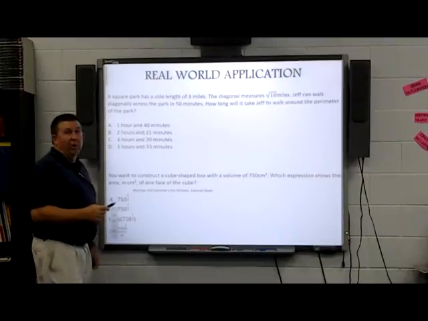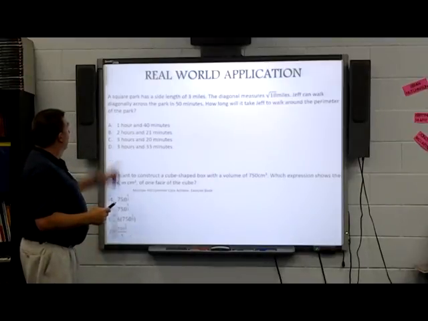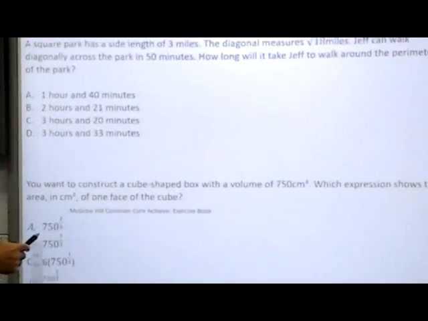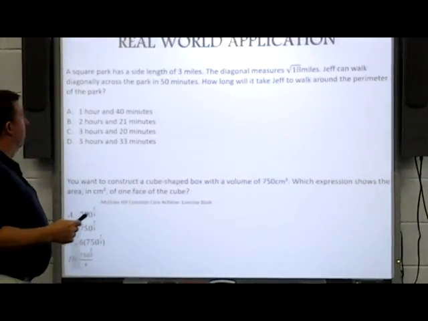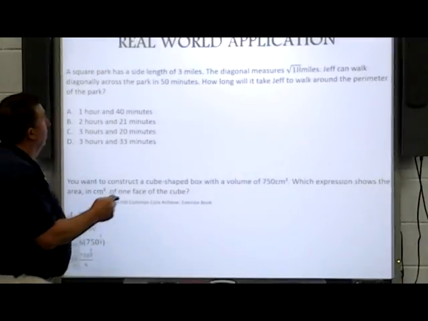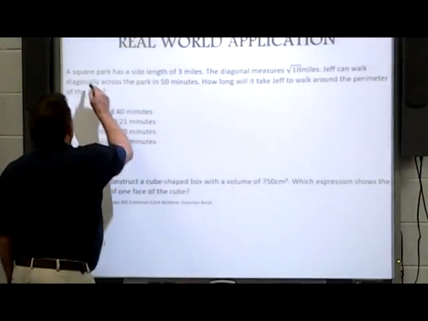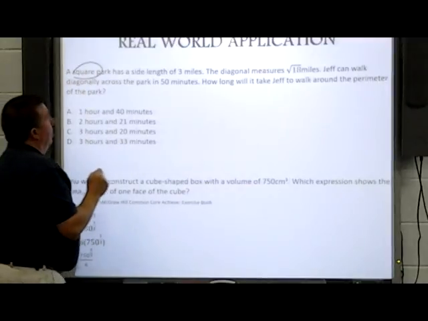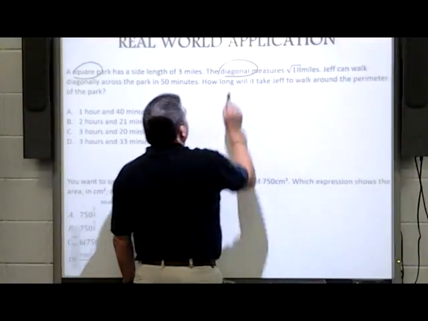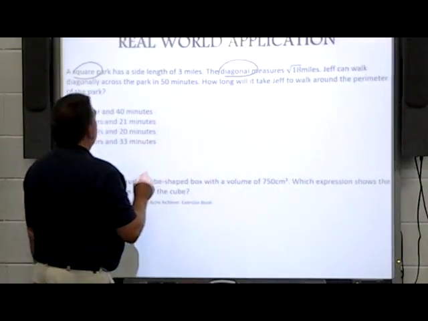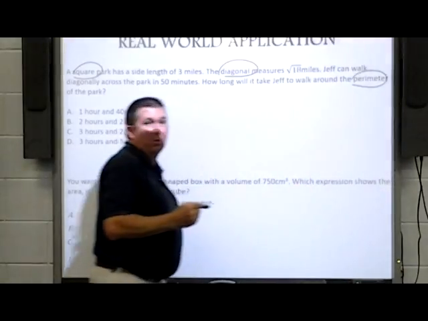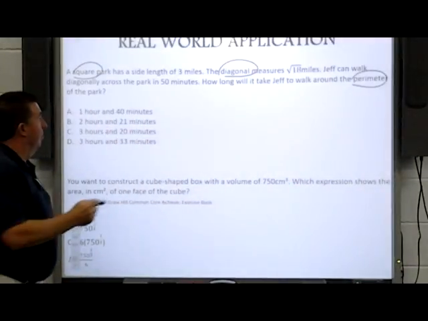So now I have a real world application. We got a square park, side length 3 miles, diagonal square root is 18. Jeff will walk diagonally across the park in 50 minutes. How long will it take Jeff to walk around the perimeter of the park? The key here is it's a square. This is the diagonal. And we want to know about the perimeter. So those are the terms you need to know to do this problem.